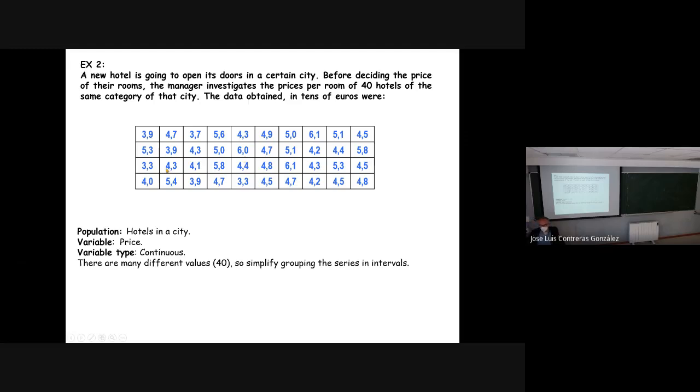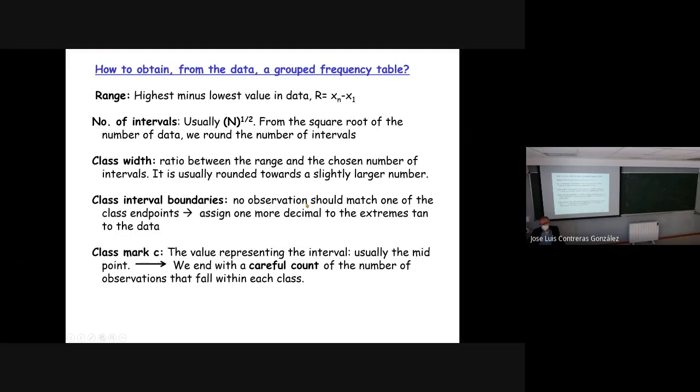So just for a moment, let's check what the concepts would be in this case. The population is all the hotels in the neighborhood. The variable is the price of a room for one night. This variable in principle is continuous because they can charge whatever they want, 47.2321. Makes sense? Although in practice, we have rounded it and we only have some values. And since there are many different values, we will use intervals.